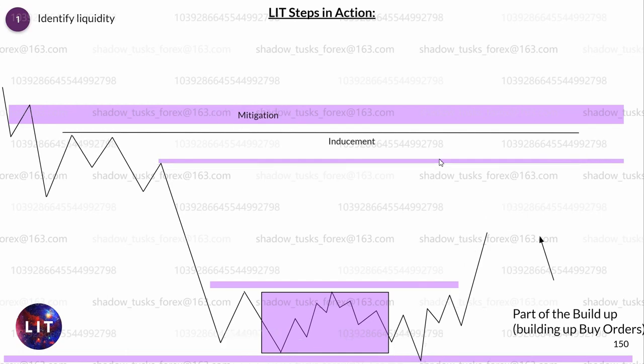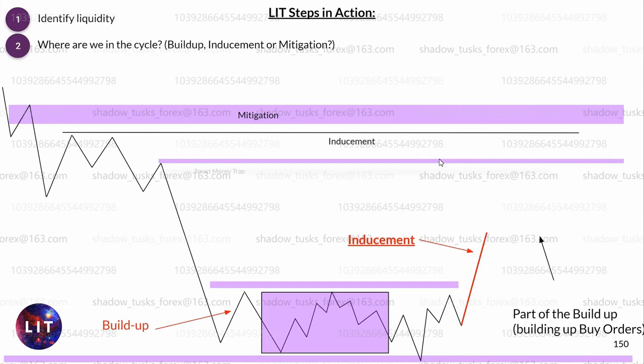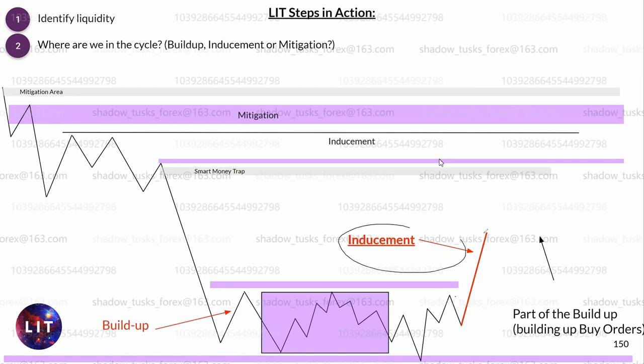So let's look at it a little bit more. What do we do next? We identify where we are in the cycle, whether we're in the build-up cycle, the inducement cycle, or the mitigation cycle. Now we're just having a minor inducement out of Asia. But again, if we look at the bigger picture back to the left, we have not done anything. We did not mitigate any demand or supply zone, or grab any liquidity. So that's just a minor inducement on the intraday aspect of it.